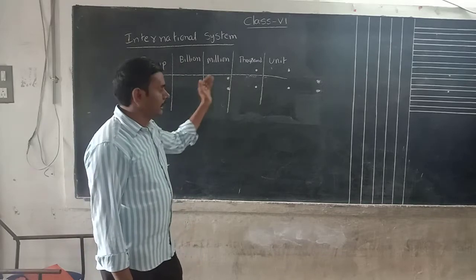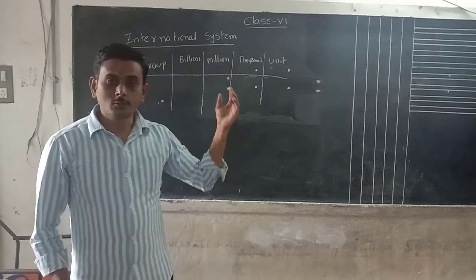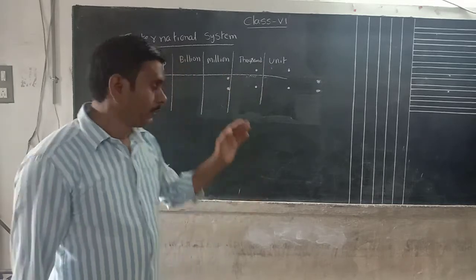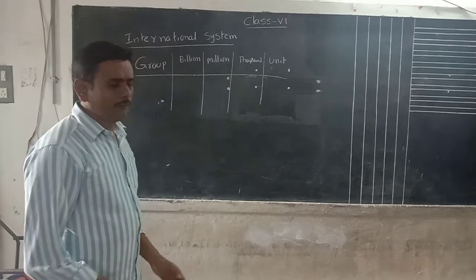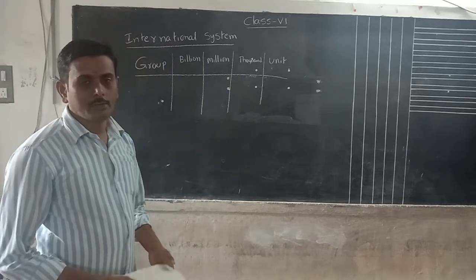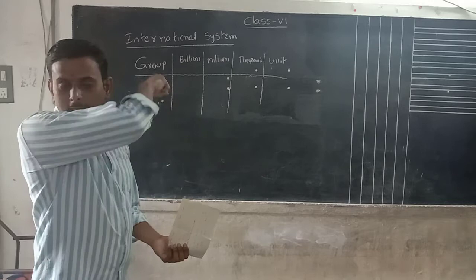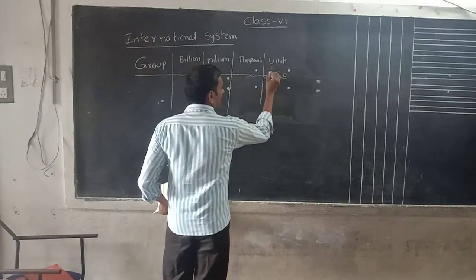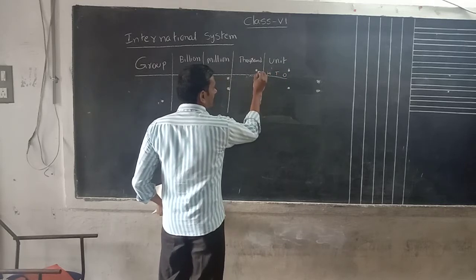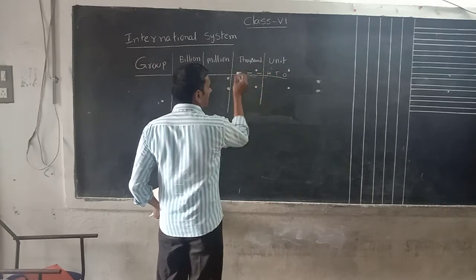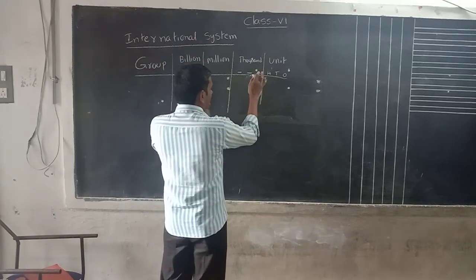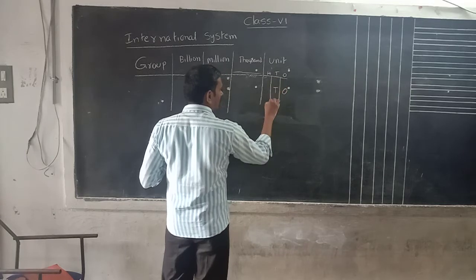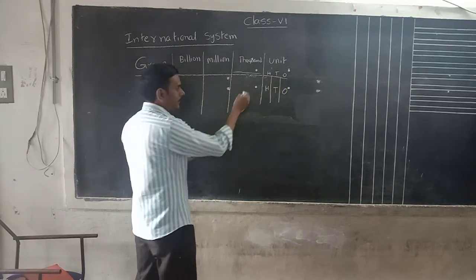If you go for every group in the Indian system, the first group has only 3 digits, and later every group has 2 digits. Already we know that. But in the international system, every group has 3 digits, 3 places. What are those places? Ones, tens, hundred. These are the ones group, tens group, hundred group. Every time they will repeat.